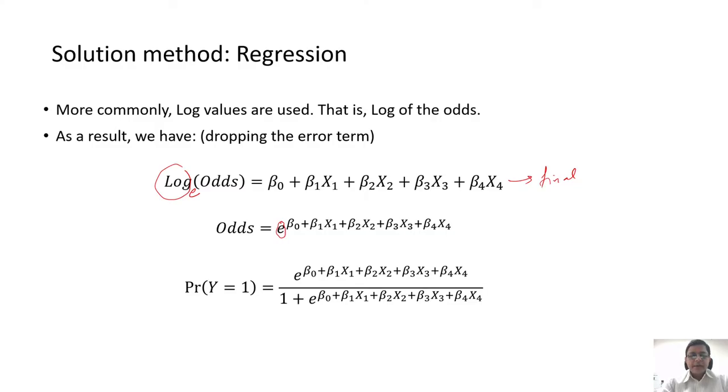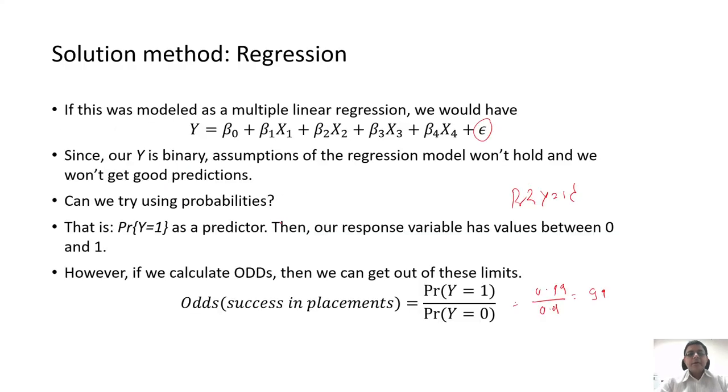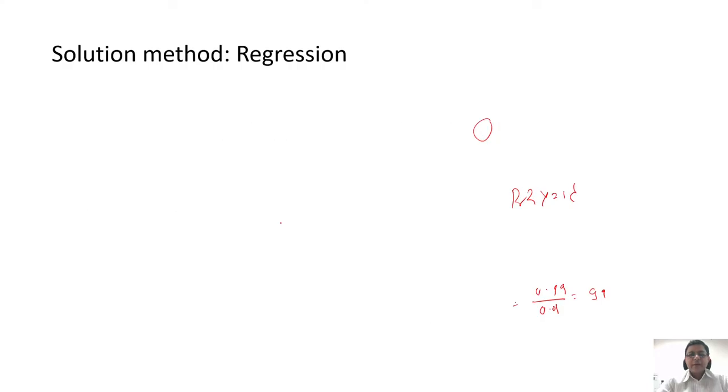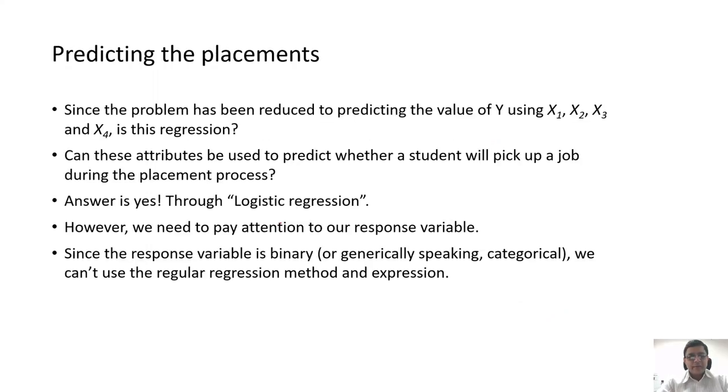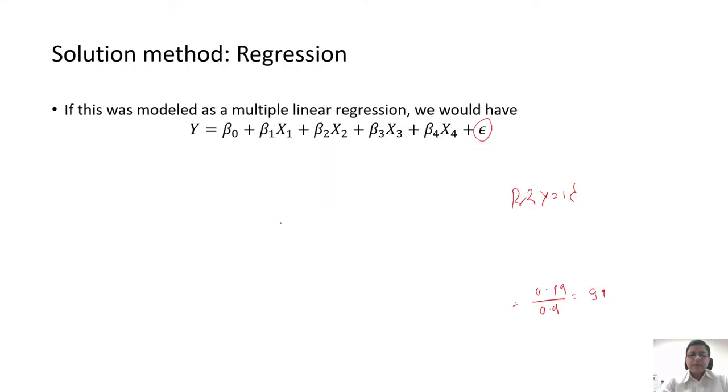Okay, so let me repeat that. We have a whole bunch of x variables and y variables. We said since we have 4 x variables and 1 y variable, is it a question of regression? And then we said since our response variable is binary, we are going to use what is called logistic regression and not our regular MLR. If this were MLR, we would have written the expression this way.